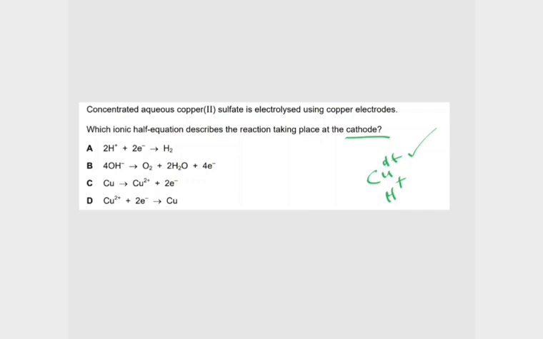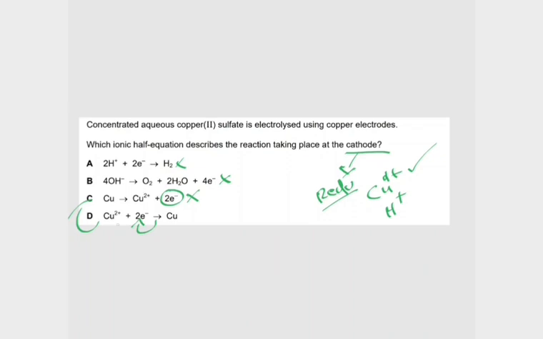series. Now it's not this one and not this one. So it's copper getting reduced because reduction happens at the cathode. So it's copper getting reduced. And as I said earlier, if you see electrons on the right hand side, that is electrons released or electrons produced, so that's oxidation. During reduction, electrons will be added, so that will be on the left hand side of the arrow. So D is the answer.